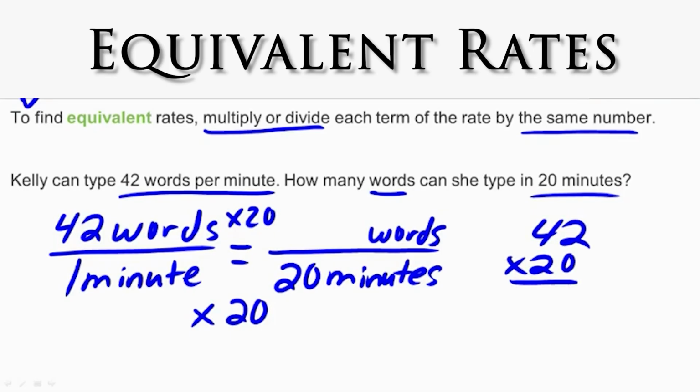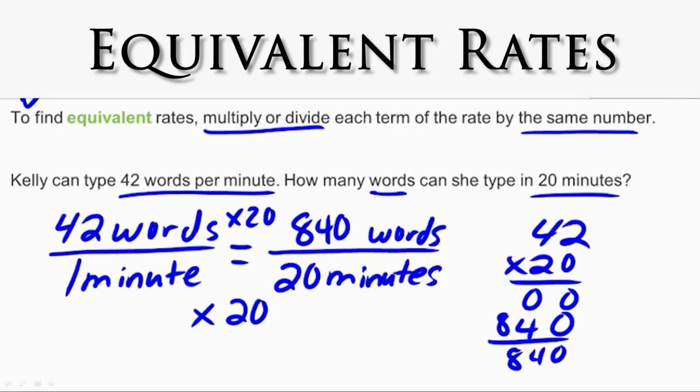42 times 20: 2 times 0 is 0, 4 times 0 is 0, automatic placeholder. 2 times 2 is 4, 4 times 2 is 8, so that would equal 840. So this tells us that Kelly can type 840 words in 20 minutes. And this is how you find equivalent rates.